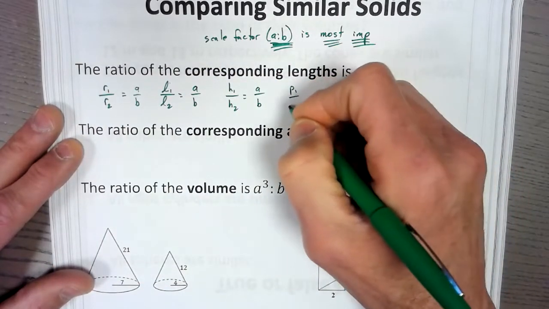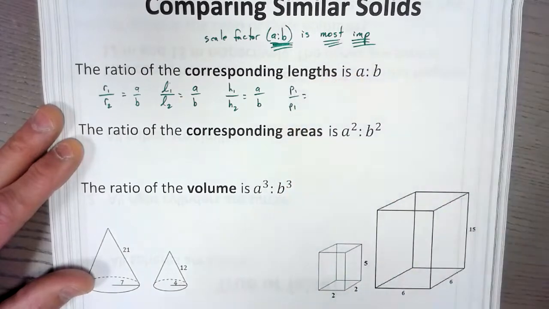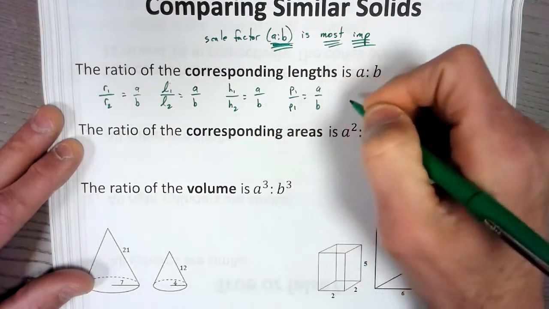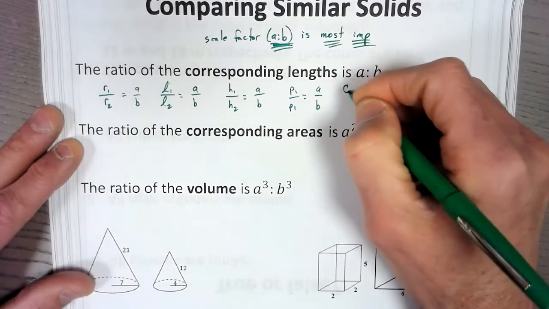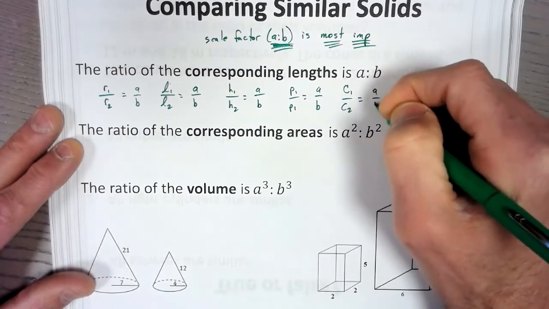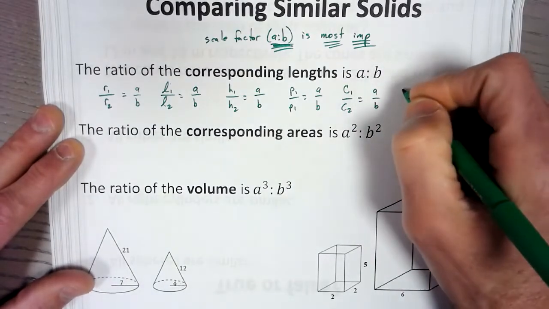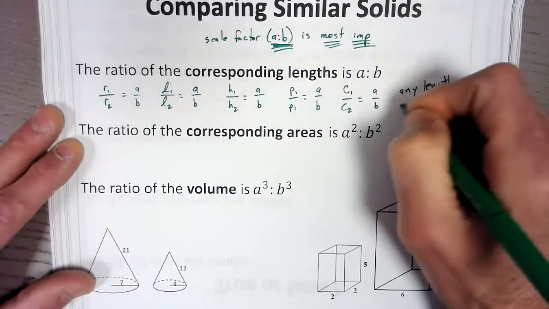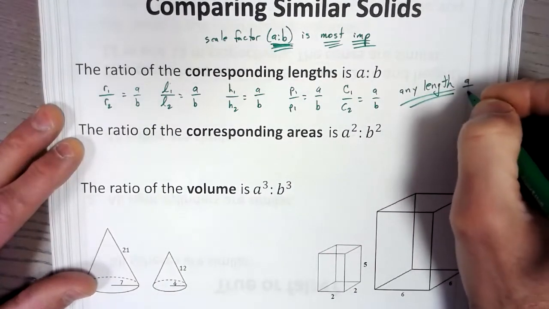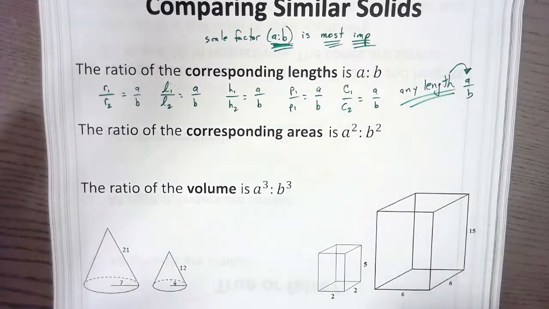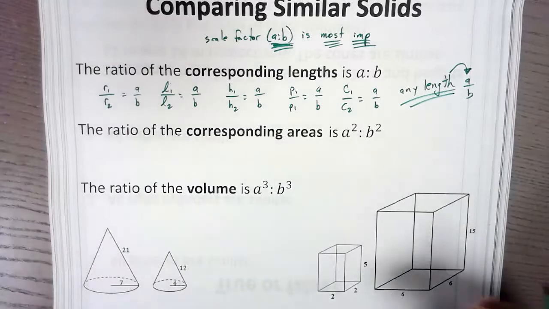If we have the perimeter of 1 to the perimeter of 2, that's going to be A to B. If we have the circumference of 1 to the circumference of 2, that's a length, so that's also going to be A to B. So anytime we're talking about length, that's going to be the scale factor. It's equal to the ratio.